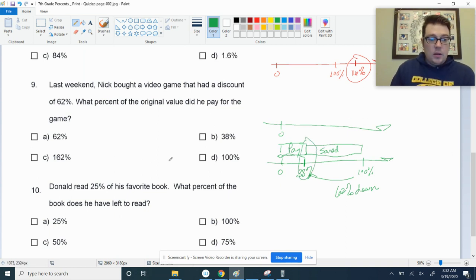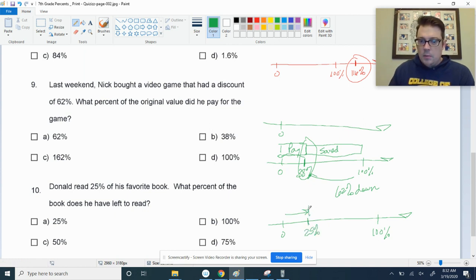All right, number 10. Donald read 25% of his favorite book. What percent of the book does he have left to read? So I think that's pretty obvious. Let's just go single number line here. If you want to get to 100% of the full book read, and you've only made it to this part, then how much do you have left? That's kind of the question here. And you can see it's just a basic subtraction problem. 100 minus 25. So that would be 75% left.